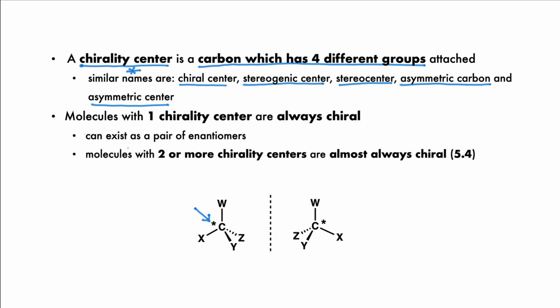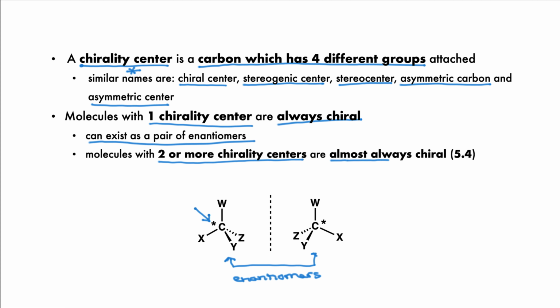A molecule with one chirality center, such as this one, will always be chiral and can exist as a pair of enantiomers. Convince yourself that these 2 molecules are non-superimposable mirror images. Molecules with 2 or more chirality centers are almost always chiral. We'll talk about this in topic 5.4.